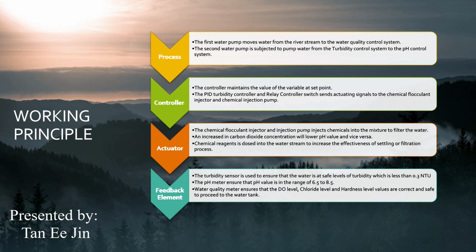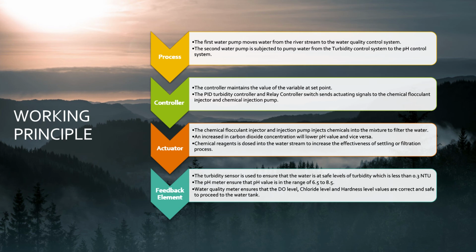Working principle for question 2 mainly consists of 4 main elements: process, controller, actuators, and feedback elements. Water pump moves water from the river streams to the water control system. Second, water pump is used to pump water from the turbidity control system to the pH control system. For controller, the controller maintains the value of the variable at set point. PID turbidity controller and relay controller switch send actuating signals to the chemical flocculant injector and chemical injection pump.